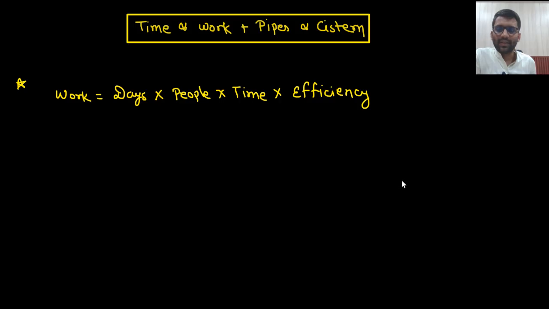Some person P is completing this work in these many days, and Q is completing this work in these many days. Then if both are working together, how many days will it take? These kinds of questions are asked. I will tell you a very simple approach to solving this problem.